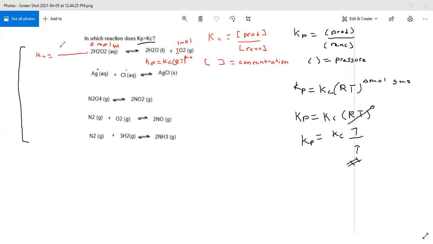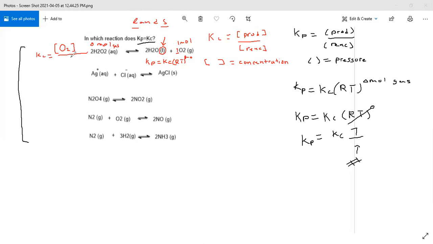So let's start with our products. One of our products is O2 gas. The other product is 2H2O. But the thing is, there's a liquid here, and liquids do not get included. So we don't pay attention to them. Liquids and solids, we're not going to include them, okay? Technically, they're going to equal 1, and 1 doesn't do anything in a reaction. So just ignore liquids and solids when writing your Kc.